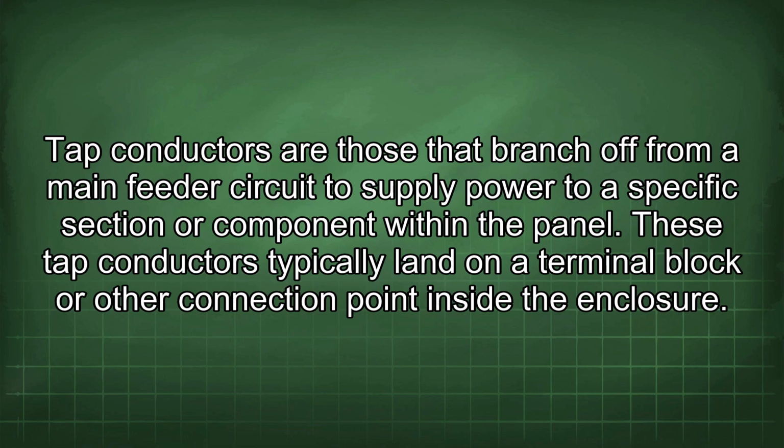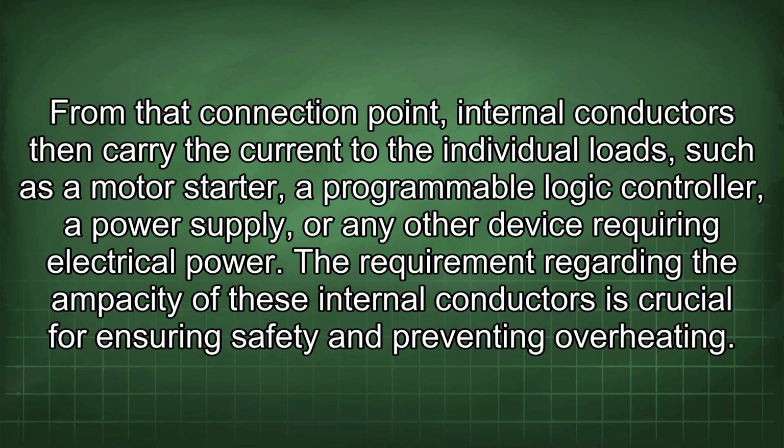Tap conductors are those that branch off from a main feed circuit to supply power to a specific section or component within the panel. These tap conductors typically land on a terminal block or other connection point inside the enclosure. From that connection point, internal conductors then carry the current to the individual loads, such as a motor starter, a programmable logic controller, a power supply, or any other device requiring electrical power.